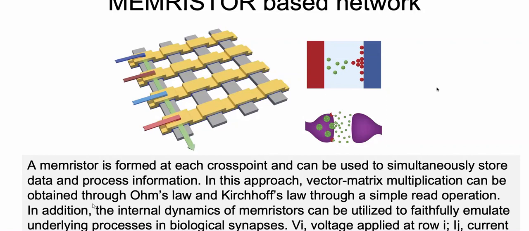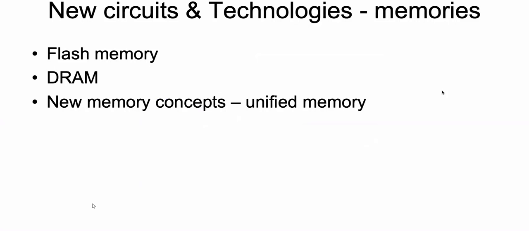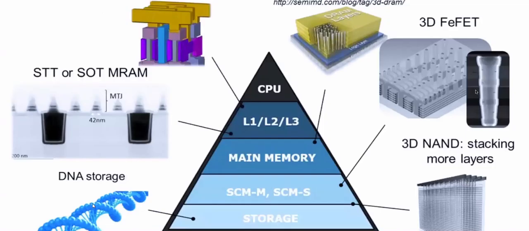So one approach in future VLSI is to use some novel device, and the most pronounced is the memristor. You can also look at flash memory, DRAM, new memory concepts. And this I took from a recent presentation at ISSCC. If you look at computers, in every computer you have storage and memory. You have storage, computing, and memory. So you have the CPU, level 1, level 2, level 3 memory, main memory, and all other memory devices. Why not have DNA storage? Why not have magnetic random access memory devices?